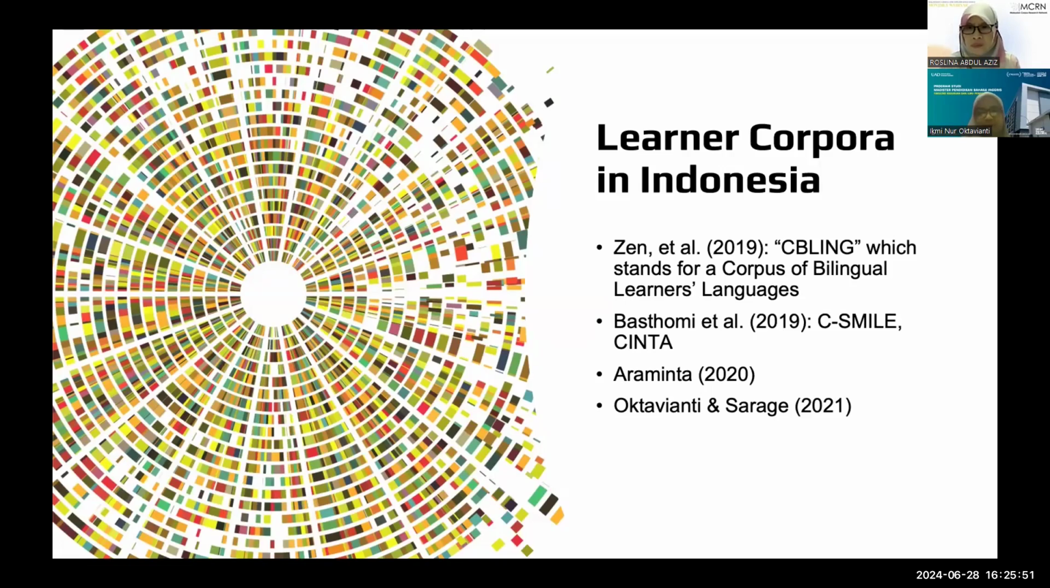Then we have also Pastomi et al. 2019. The learner corpus is C-Smile. And then Araminta 2020, and I myself also compiled a learner corpus 3 to 4 years ago, but it was for research purposes only.